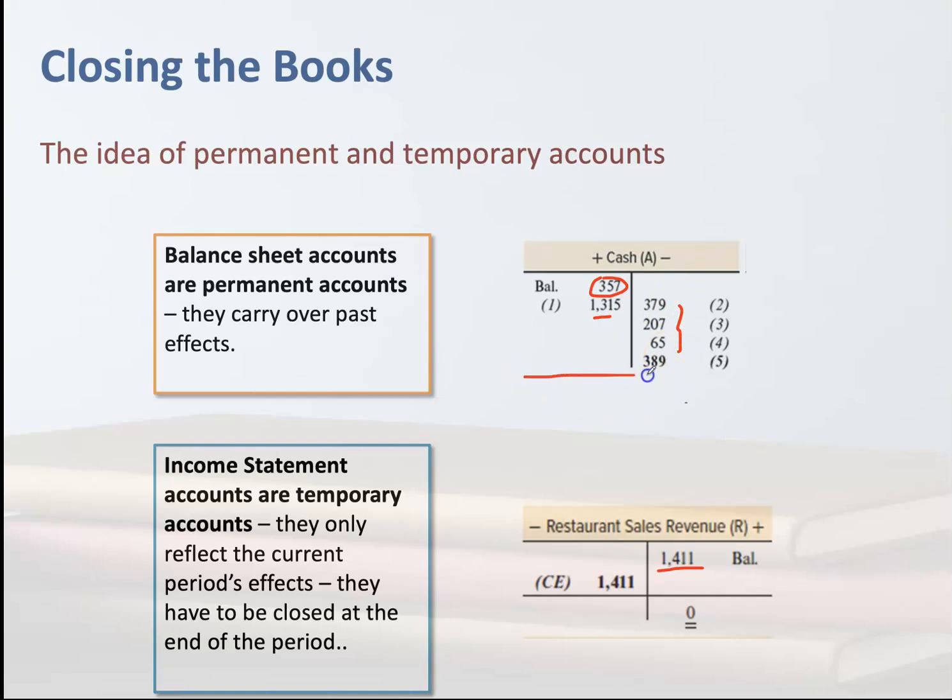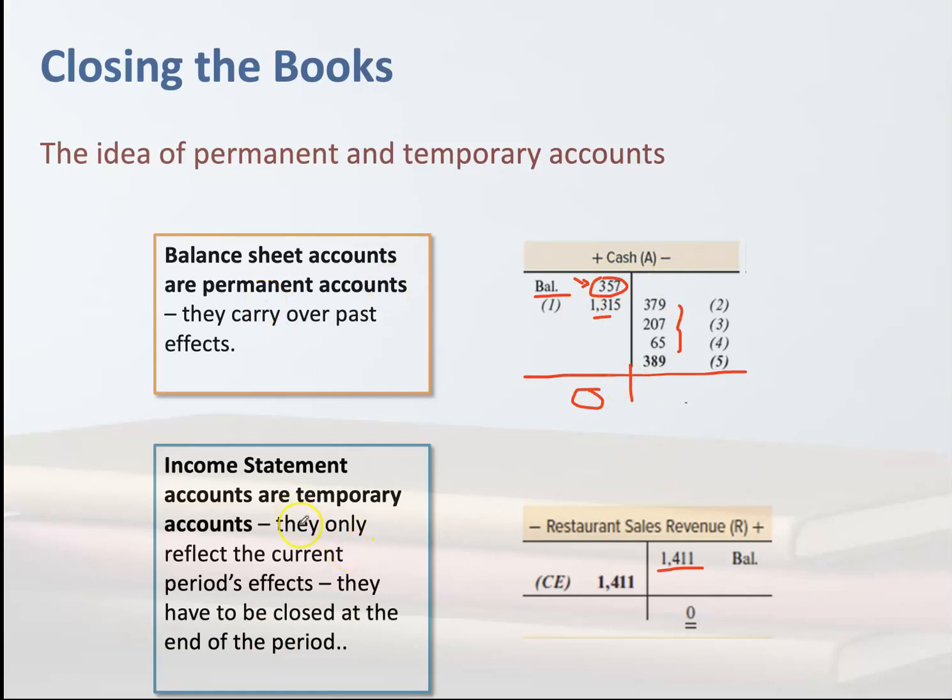So at the end of the day, you will be adding the prior period's effect on cash, which is implied in the beginning balance, to find out the ending balance of cash. All right, so cash is cumulative, or it's permanent.